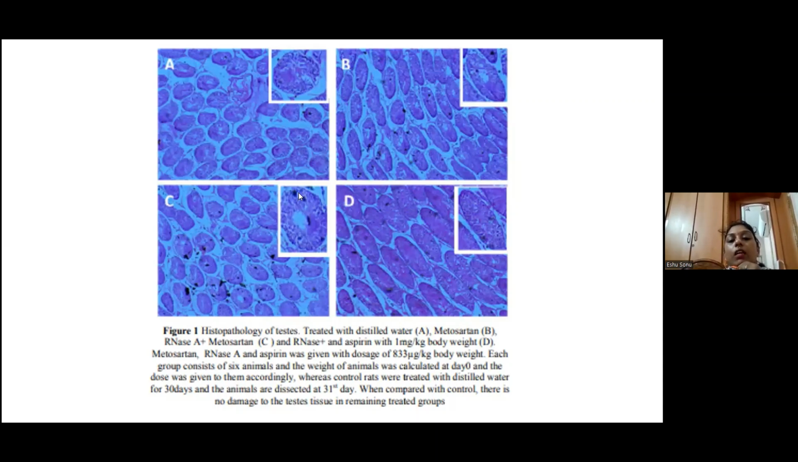You can see the B picture and D figure are similar in histology appearance, where metosartan induces apoptosis similar to aspirin. But aspirin is a more powerful inductor of apoptosis compared to metosartan. And you can see the control figure with that of RNase plus metosartan, that is A and C. You can see similar histology to the control compared to treatment with the drug metosartan only.